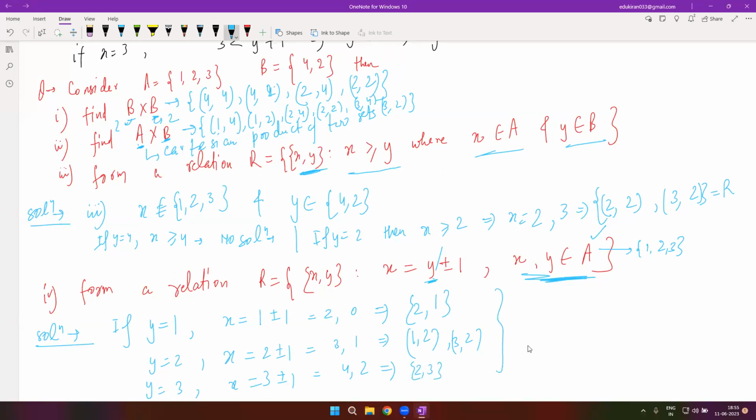So the whole relation contains these 4 elements. The final answer must be 2 comma 1, 1 comma 2, 3 comma 2 and 2 comma 3.